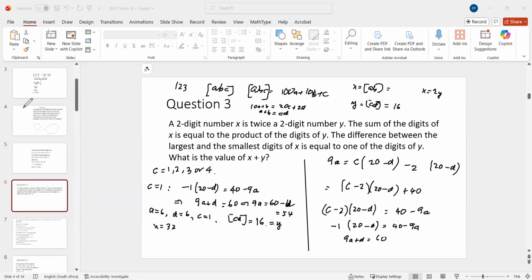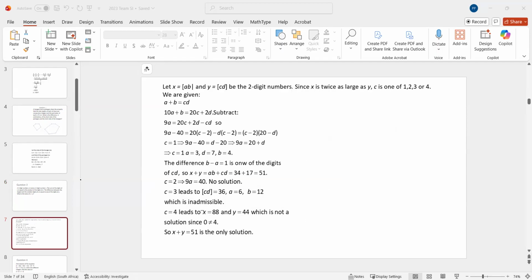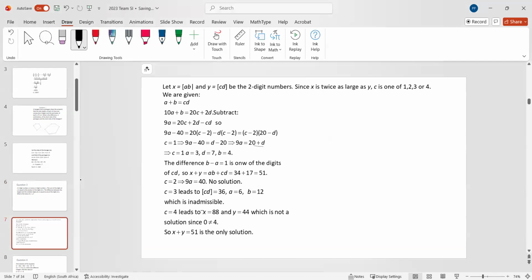But let's have a look at what I've written here. So what I got, c equals 1 is 9a minus 40. Oh, I see. This was 20. But the other factor was d minus 20. Okay, look, it was actually 9a was equal to 20 plus d, not 60 plus d, because this was d minus 20 on the side. Okay, I'm sorry.